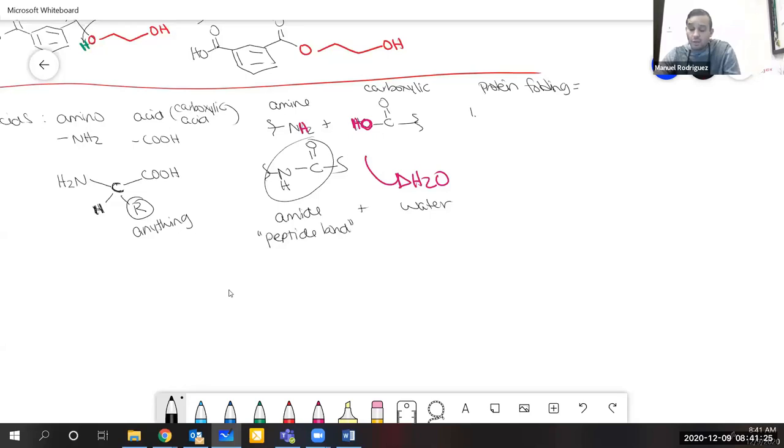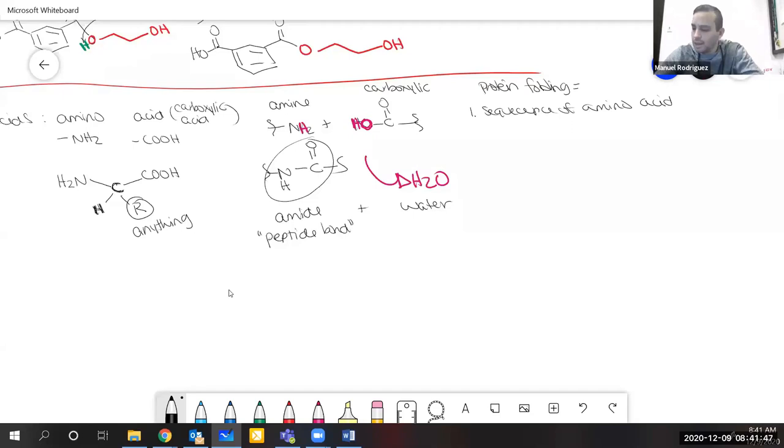The first one is the sequence of amino acids. So basically just linking all amino acids together, that's the first step in protein folding.